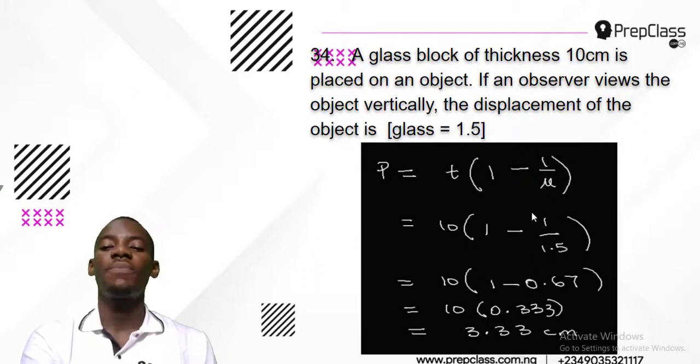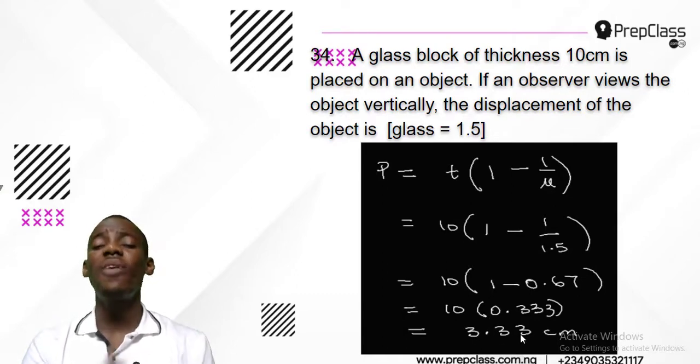Now plug it in, put all in, then we will find the displacement of the image of the object. What is the displacement? That will become 10. 10 is still 10. 1 minus 1 over 1.5 is 0.67. 1 minus 0.67 is 0.33 times 10, and that becomes 3.33.